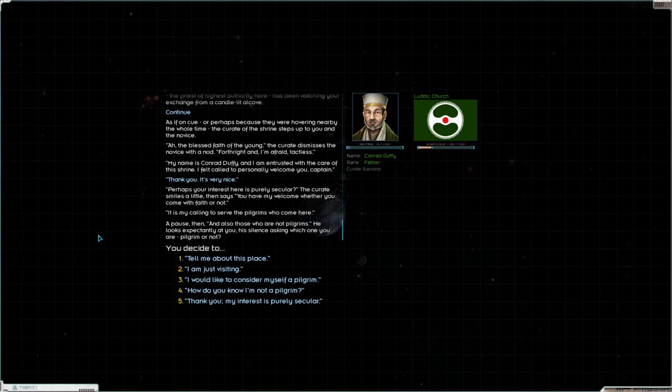"Perhaps your interest here is purely secular?" The curate smiles a little, then says, "You have been welcome whether you come in faith or not. It is my calling to serve the pilgrims who come here." A pause, then. "And also those who are not pilgrims." He looks expectantly at you, his silence asking which one you are, pilgrim or not.